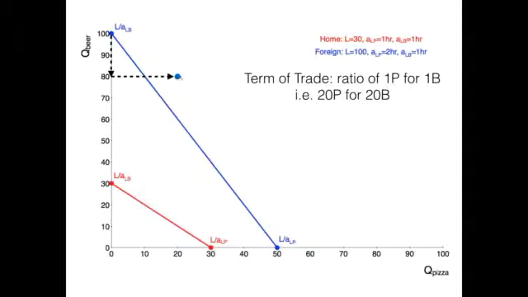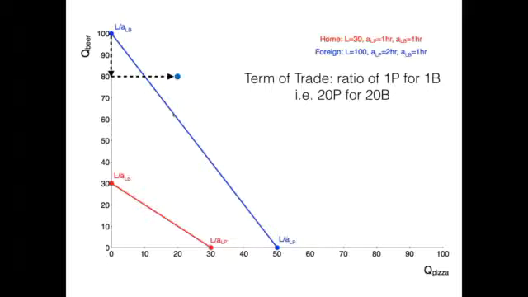And as you can see, they're going to be able to consume at a level that's greater than is illustrated by the production possibilities frontier. So they are made better off by specialization and trade because of the fact that they are now consuming at a level that's greater than the maximum they could have produced on their own.